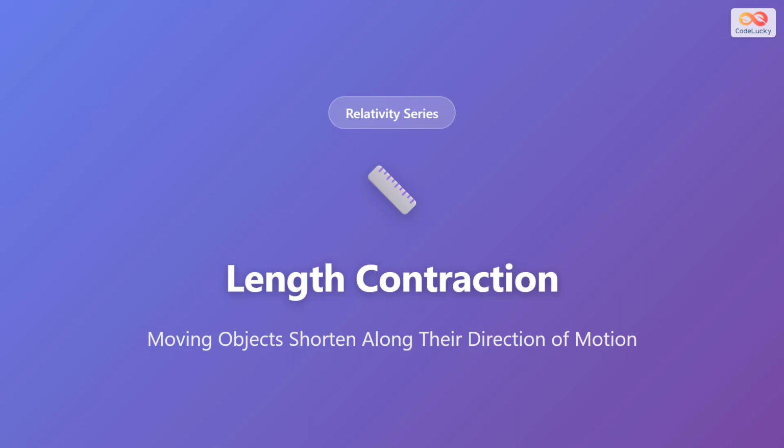Welcome to this video on length contraction, part of our relativity series. Length contraction is one of the most fascinating predictions of Einstein's theory of special relativity. In this video, we'll explore how moving objects actually shorten along their direction of motion, and why this happens at speeds approaching the speed of light.